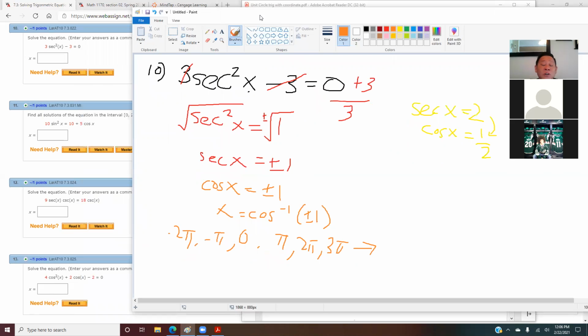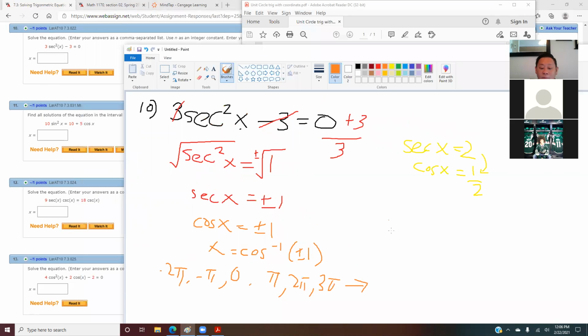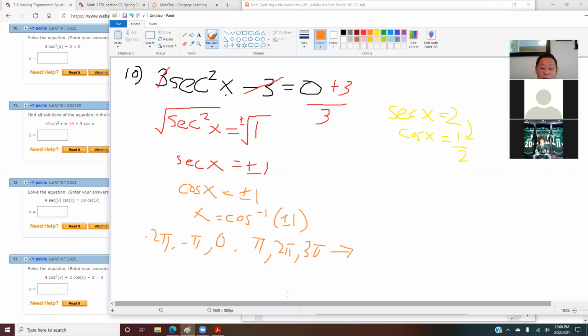Where n is an integer here. So what is this going to be? Would you do 0 plus 2n pi and then pi plus 2n pi? Nope. Look at the pattern. Oh, is it just pi with n on it? Okay.